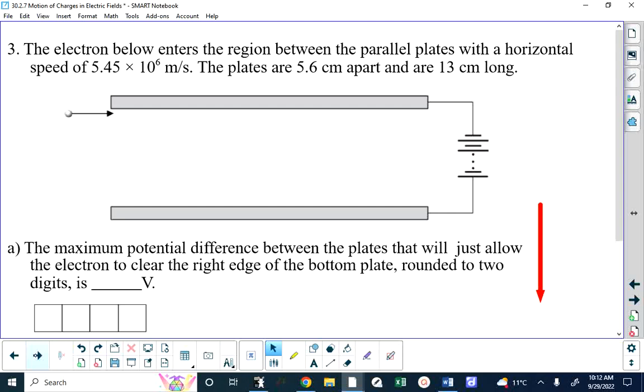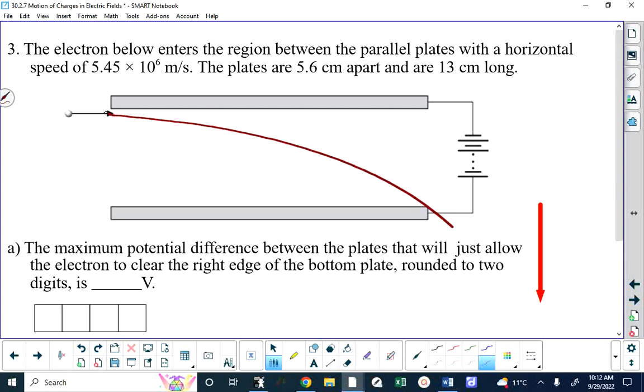Just looking up here, do you agree that if the voltage were 10 million volts, this electron is likely to do that? Okay. Do you agree that if the voltage is a millionth of a volt, that might be the path of the electrons? What we are after is the path that the electrons just miss the bottom plate. Okay, now how do we do this?